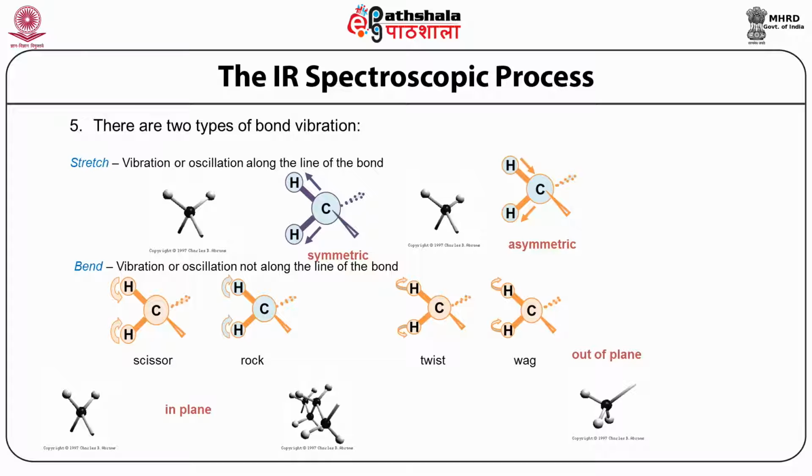Bending is again of many types: it is either in the plane or out of the plane. When it is in the plane, it is either scissoring or rocking vibration, as you can see in the animation, and out of the plane it is either twisting or wagging. So before studying IR spectroscopy, you must know that these kinds of vibrations are present in the molecule, and they can mainly be detected by IR radiation using an IR spectrometer.